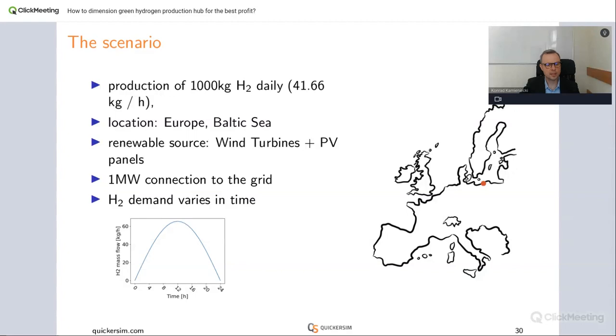It varies in time. So as you can see here, we have 1 day from 0 to 24 hours, and the biggest demand for hydrogen is at 12 o'clock, and near zero demand is at night. So that can be like for a hydrogen tank station, yes. So during the day we have a lot of cars buying hydrogen, at night we have no cars.